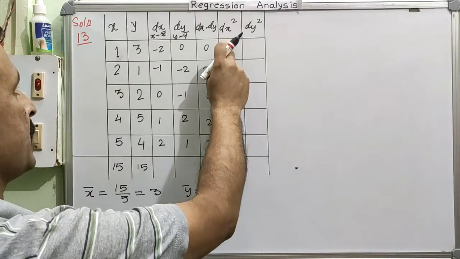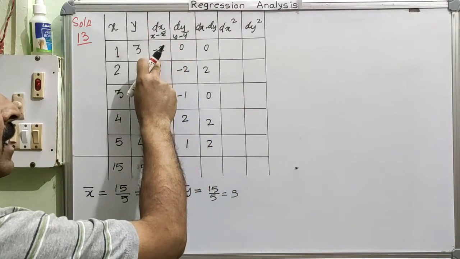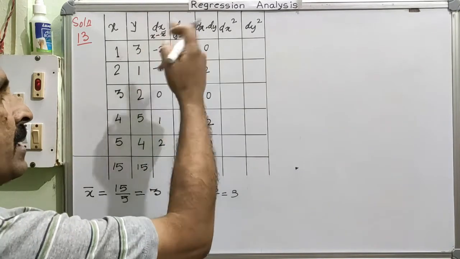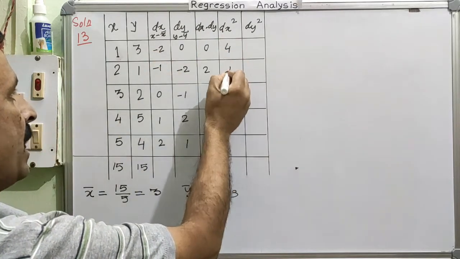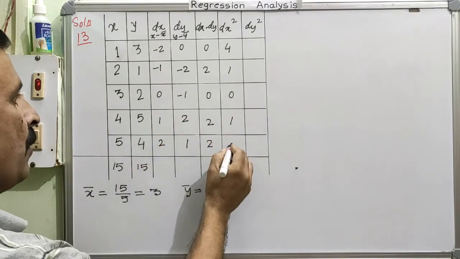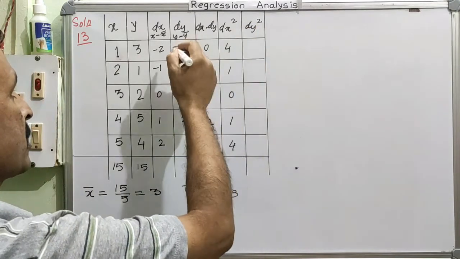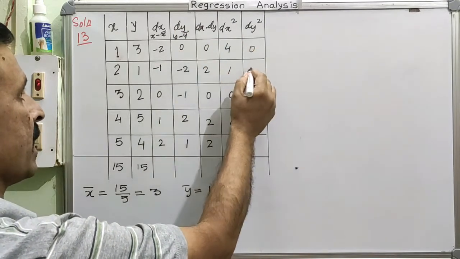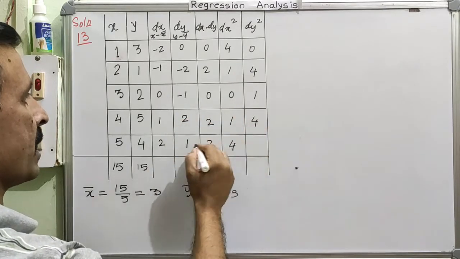Now dx square. That means you have to take the square of dx, right? So this is minus 2 and you have to square it. Whether it is negative or positive, when you square it, it will always turn positive. So minus 2 square is 4. Minus 1 square is 1. 0 square is 0. 1 square is 1. 2 square is 4. Are you finding it difficult? No. Next one is dy square. That means we have to square this column. So 0 square, 0. Negative 2 square, 4. Minus 1 square, 1. 2 square, 4. 1 square, 1.